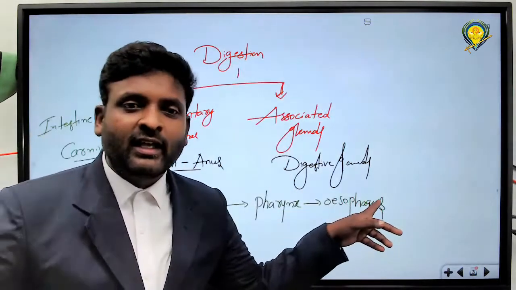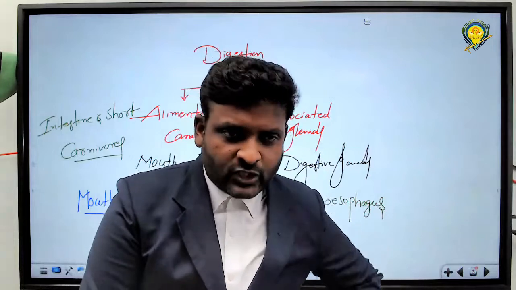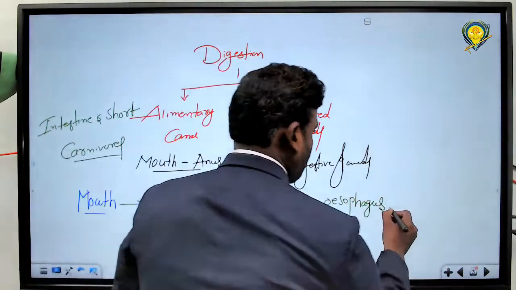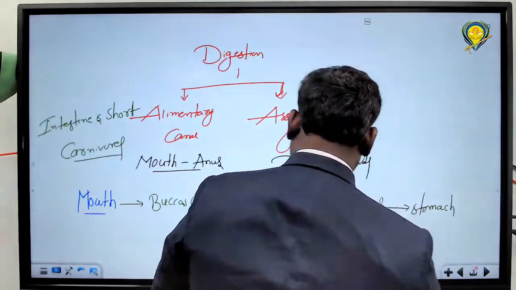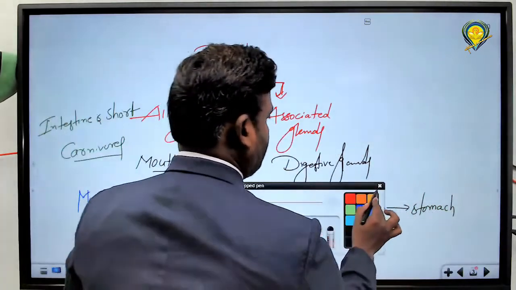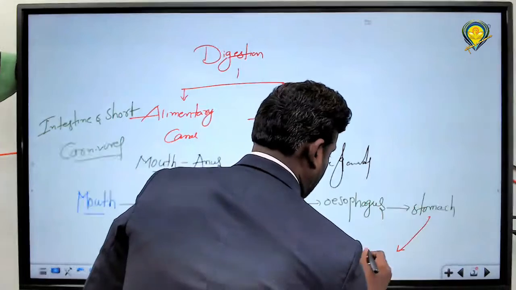Pharynx opens into what? Esophagus. Esophagus opens into where? Stomach. Right. Next one. Stomach opens into what? Intestine.